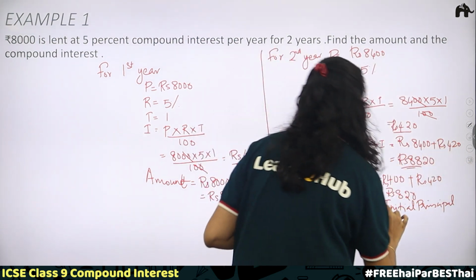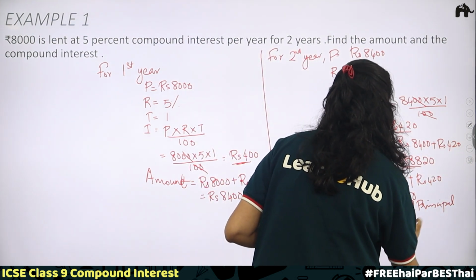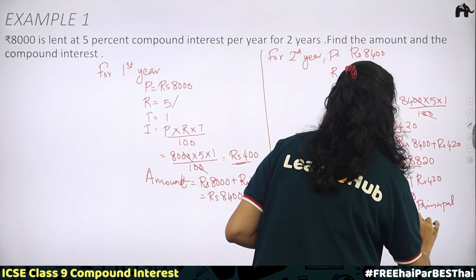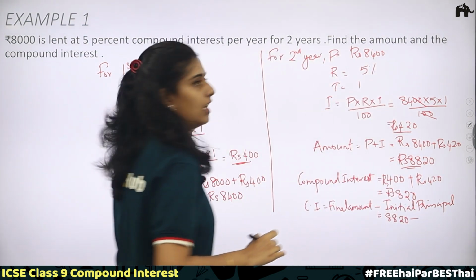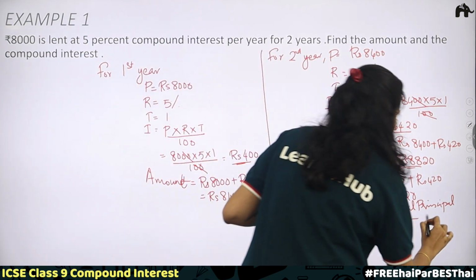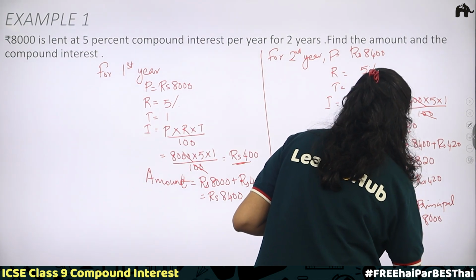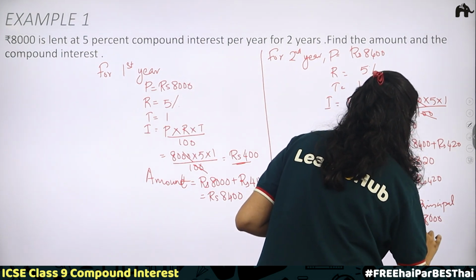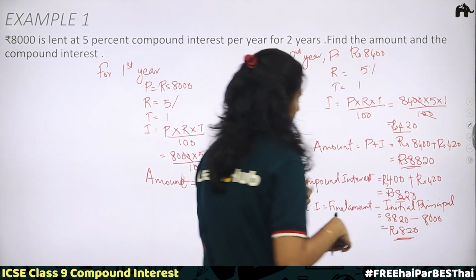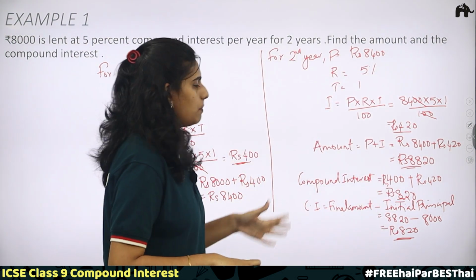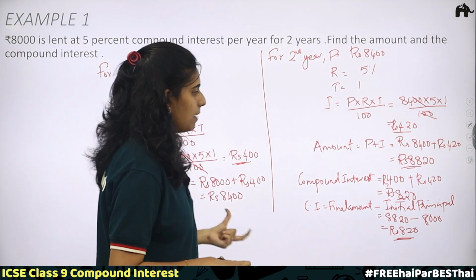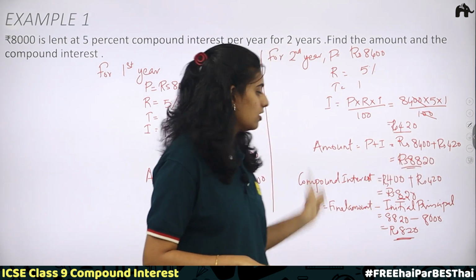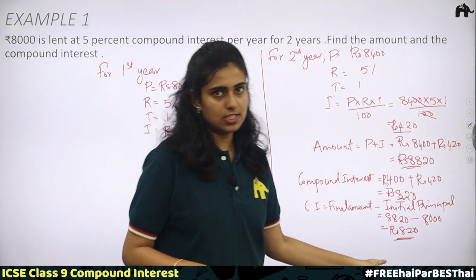Here the final amount is 8,820 minus initial principal, which is 8,000 rupees. That is equal to rupees 820. The same value you are getting. Okay. In either way, you can find the compound interest. So here the final amount is 8,820 and the compound interest is 820.